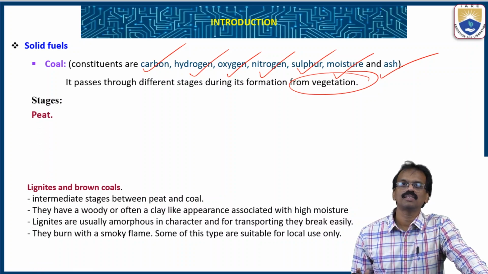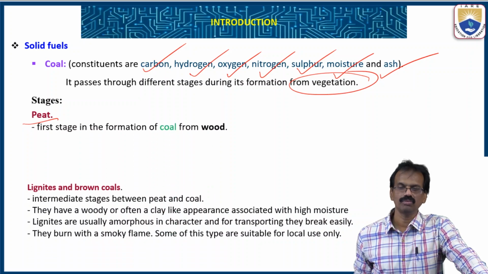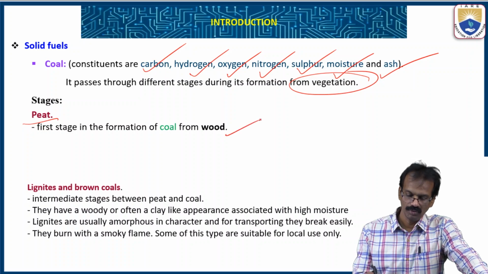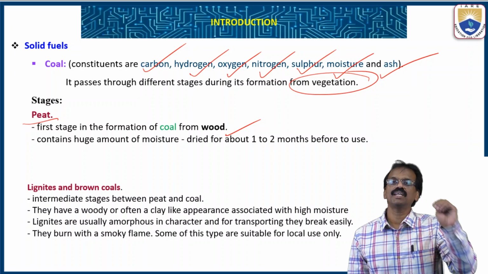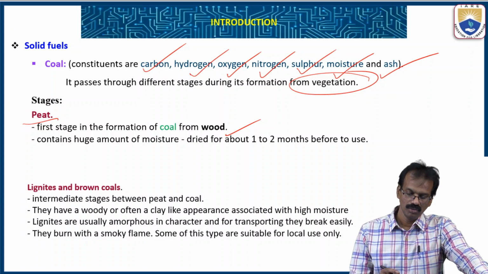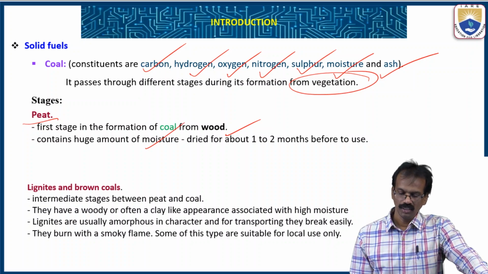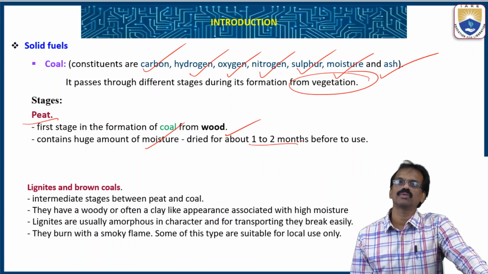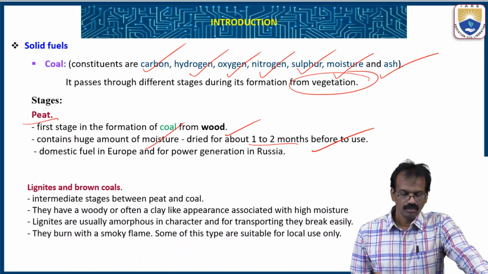The first stage is peat. It means wood will be converted into peat. What is peat? It is the first stage in the formation of coal from wood. Peat contains a huge amount of moisture, so the moisture content is very high. For this reason, it will be dried for about 1 to 2 months before use.